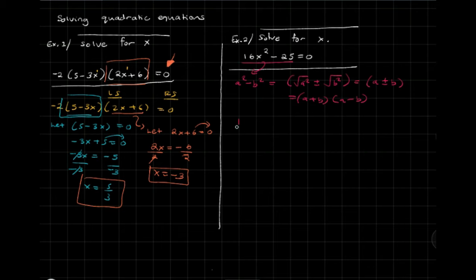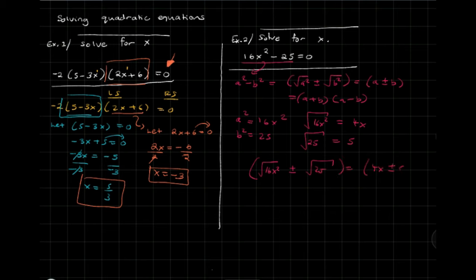Okay, so I'm going to do the same thing for this, right? In this case, a squared is equal to 16x squared. And b squared is equal to 25. So the square root of a squared is the square root of 16x squared, which is 4x. The square root of b squared is the square root of 25, which is 5. So we basically get the square root of 16x squared plus minus the square root of 25, which is 4x plus minus 5. So our two factors are 4x plus 5 and 4x minus 5.